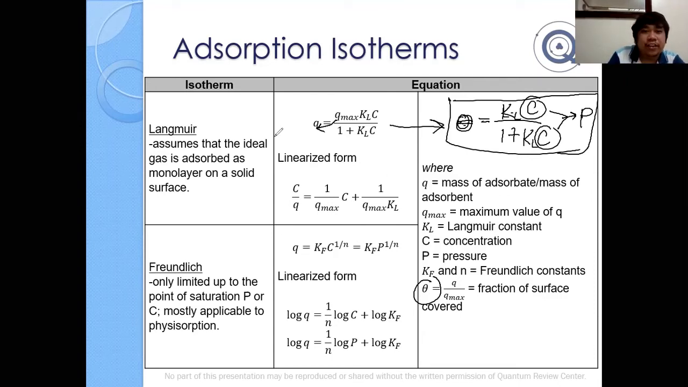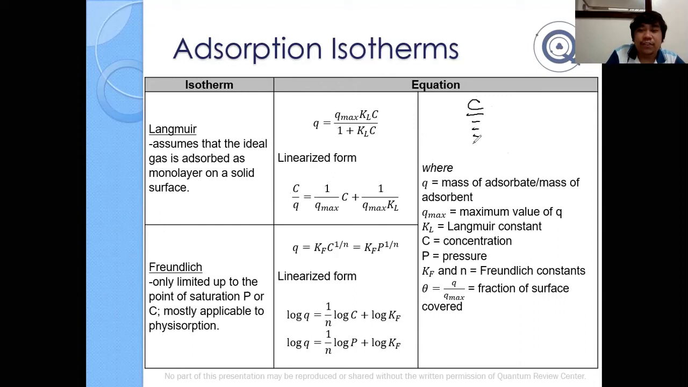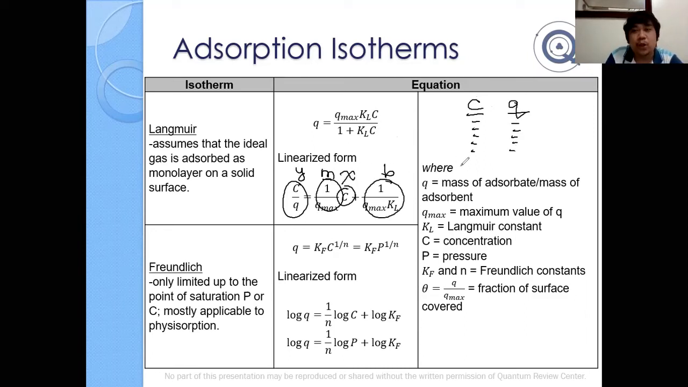Now, the linearized form is this. Ginawa ko nang naka y equals mx plus b na to para hindi na kayo mahirapan. Kung meron kayong set of data points ng C and Q, of course, you will use linear regression. So, C over Q will be your y, 1 over Q max will be your slope, C will be your x, and 1 over Q max KL will be your b. So, yun yung linearized form.